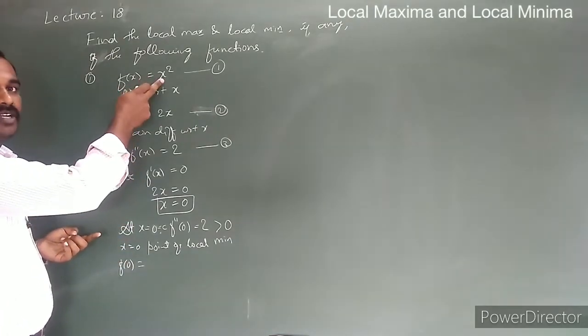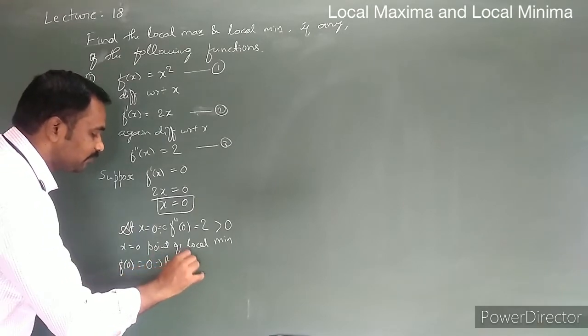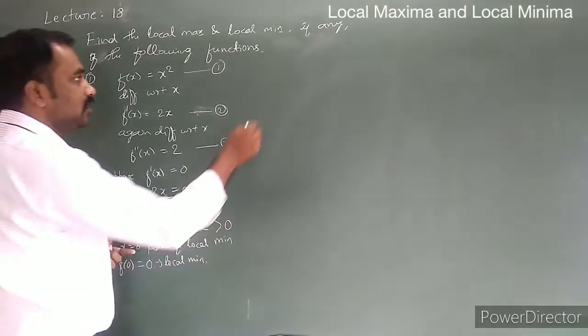We need the local minimum value, so f of 0. What is f of 0? Wherever x is there, replace it with 0. This is the local minimum value.